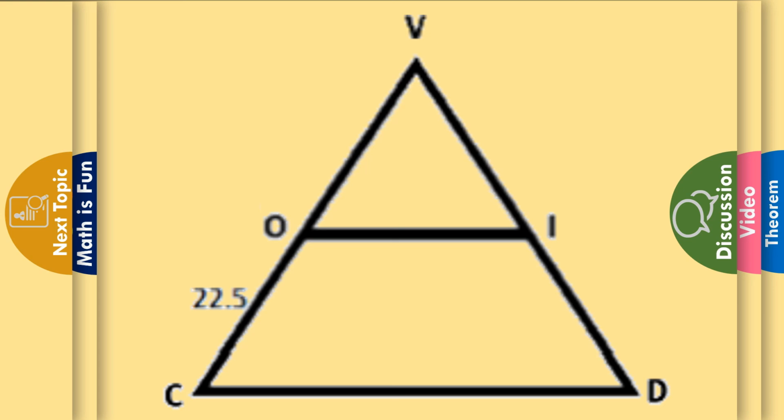What operation will we use? Yes, we will use multiplication. We just have to multiply 22.5 by 2, since we all know that it is divided by a midpoint, and the midpoint divides the line into 2 equal parts. So 22.5 times 2, the whole line measures 45. So side CV is 45 units.